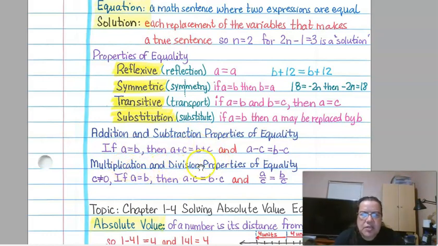Then we have the multiplication and division properties of equality, where C can't be 0. So if A is equal to B, then A times anything else is equal to B times that same thing. Same thing with division. If I take the left and the right side and divide them by the same number, they're still equal to each other if A and B were equal to each other to begin with. So whatever you do to the left, do to the right. Same thing goes if you divide one side by a number, then do it to the other side. Everything is still equal. You have not changed anything.